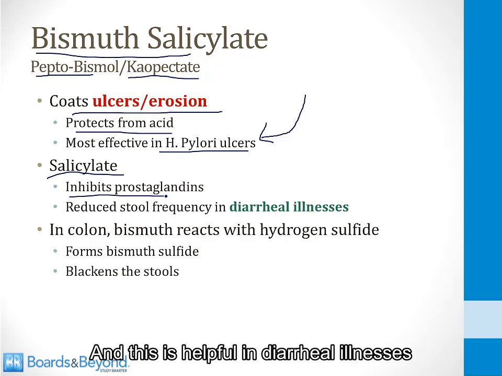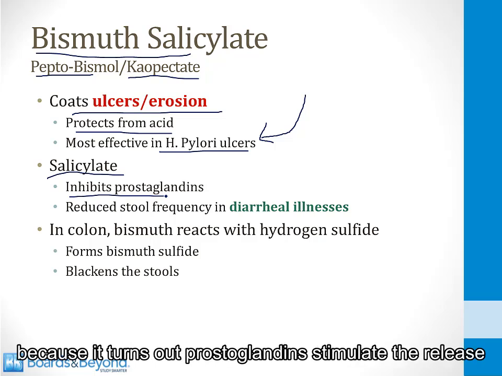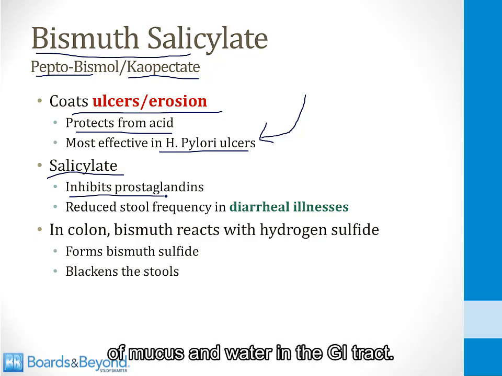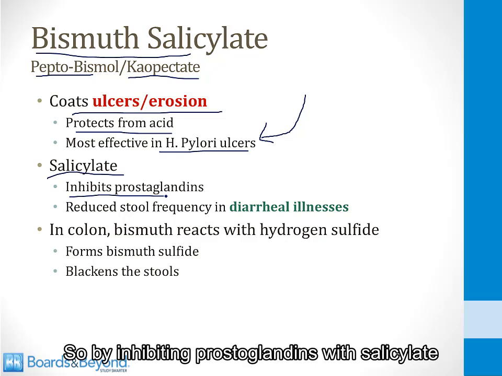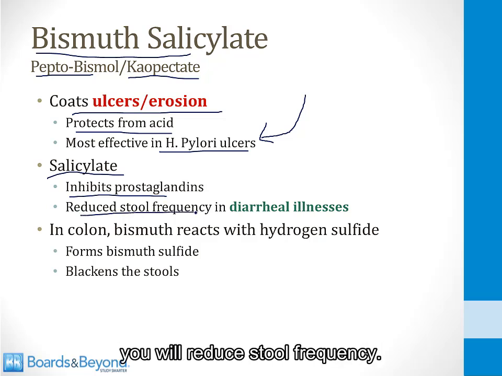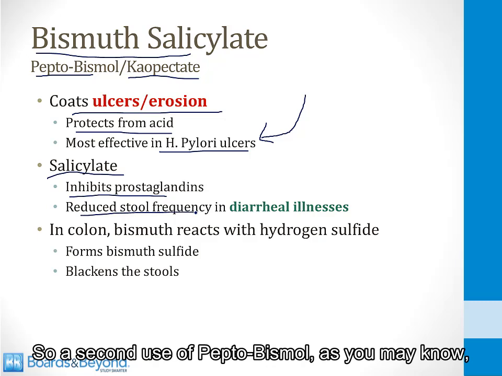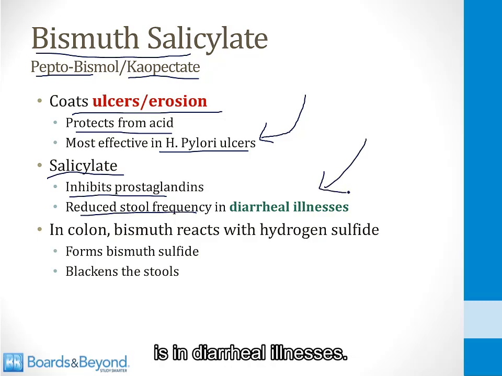And this is helpful in diarrheal illnesses because it turns out prostaglandins stimulate the release of mucus and water in the GI tract. So by inhibiting prostaglandins with salicylate, you will reduce stool frequency. So a second use of Pepto-Bismol, as you may know, is in diarrheal illnesses.